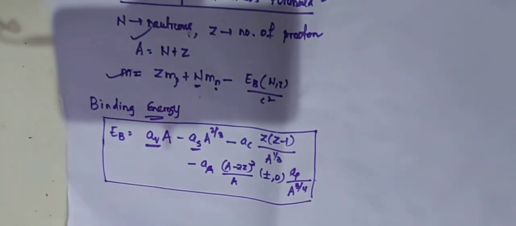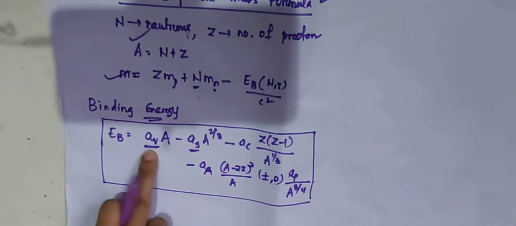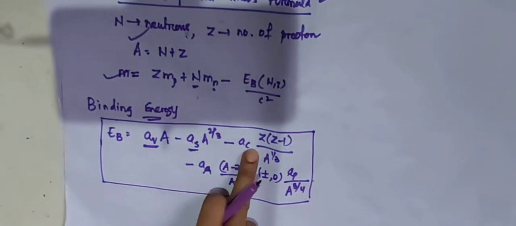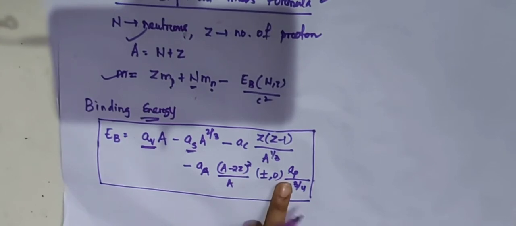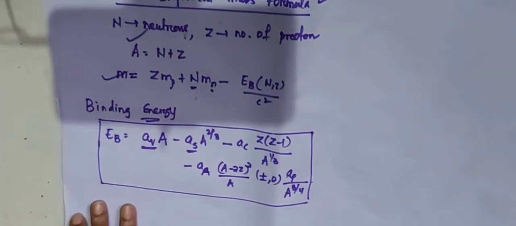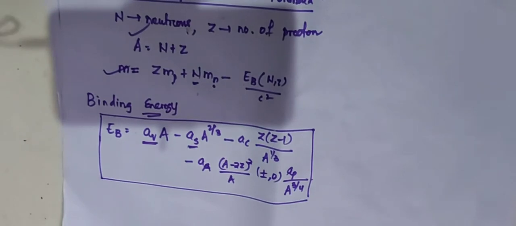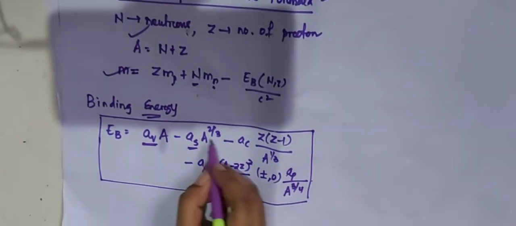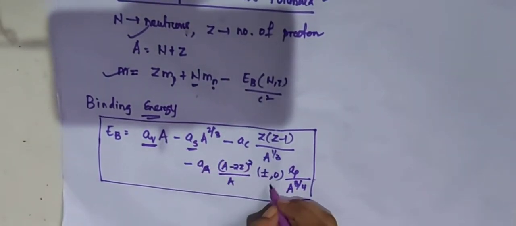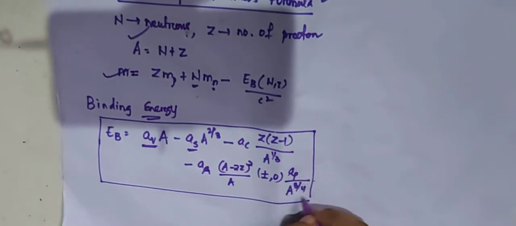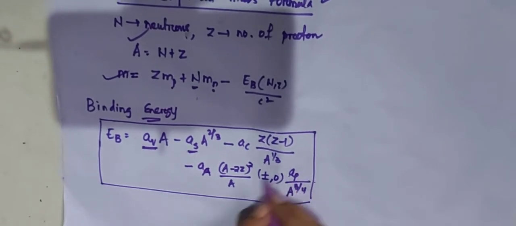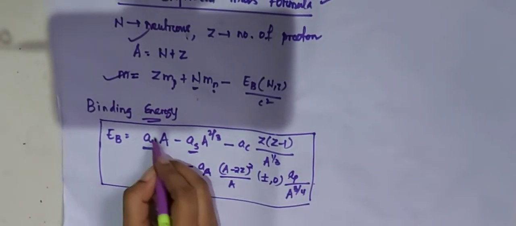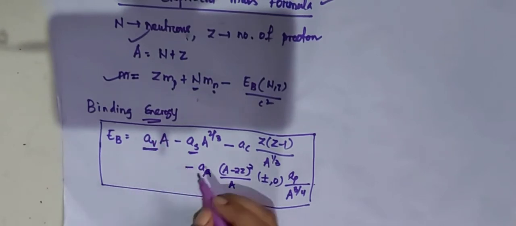I am not going into details of the volume energy, surface energy, Coulomb energy, asymmetric energy, and pairing energy, because this is the theoretical part and you must have known these things. The pairing energy term can be plus, minus, or zero, and the values of the constants are already calculated.